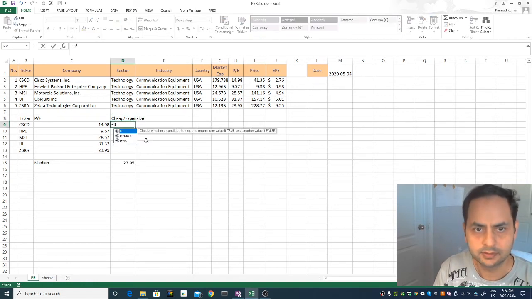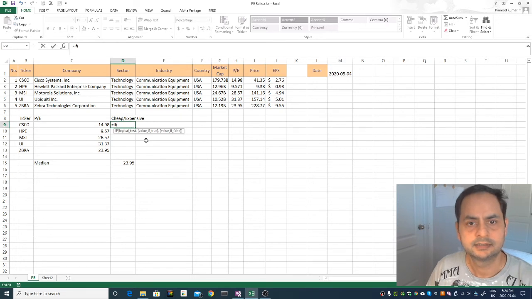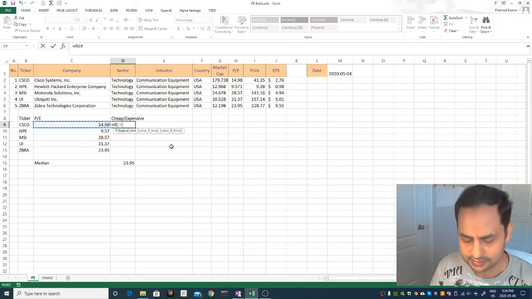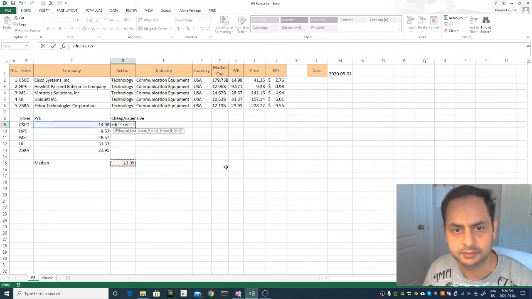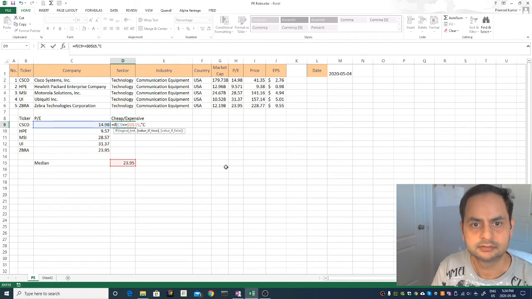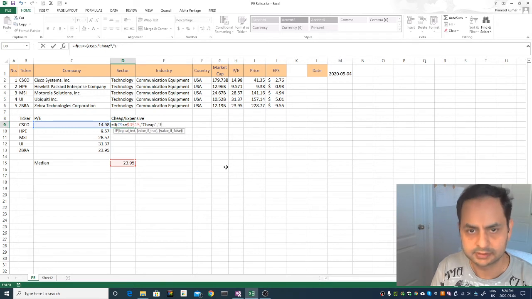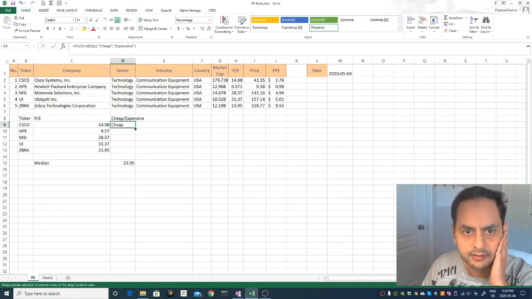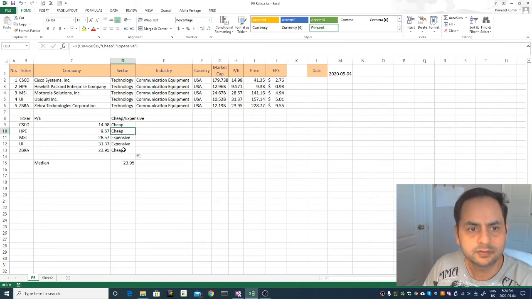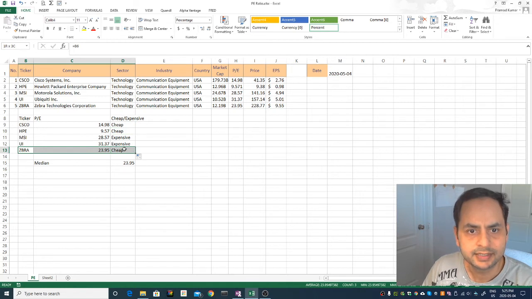Okay, so we'll say if this PE, sorry, not the price but the PE, is less than or equal to the median PE, then this is cheap, correct? Otherwise it's expensive. So if I just drag it, we set the median as a benchmark, and anything above this median is expensive, the rest is cheap.